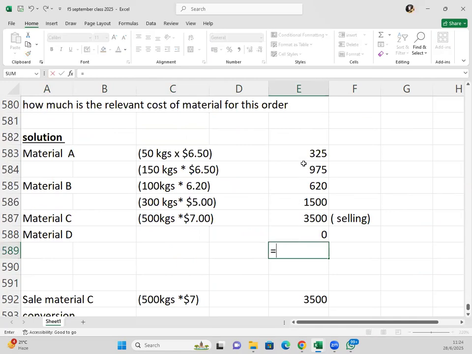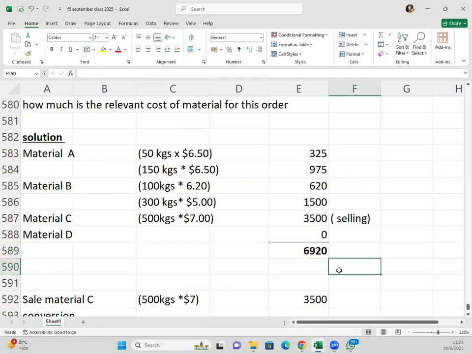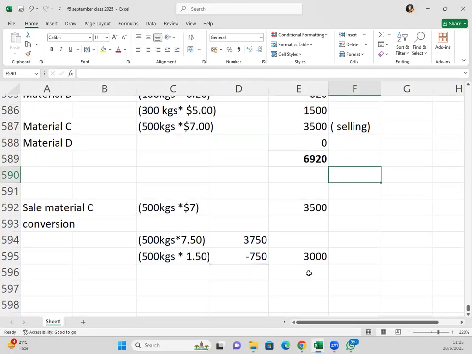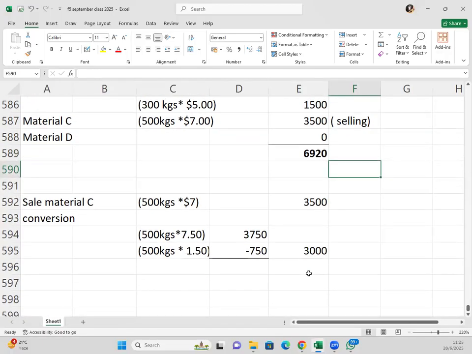So overall, the relevant cost for this job order, we then add up those costs. The relevant cost is 6,920. Remember the minimum price rule. It means that if we're charging them for this order, we can't charge them a price below 6,920, considering material only. So for material, the relevant cost will be 6,920.